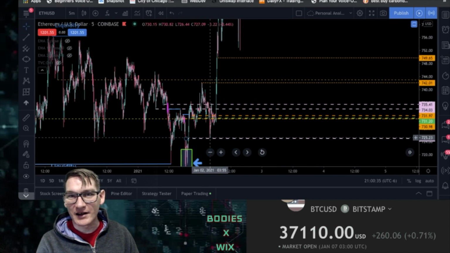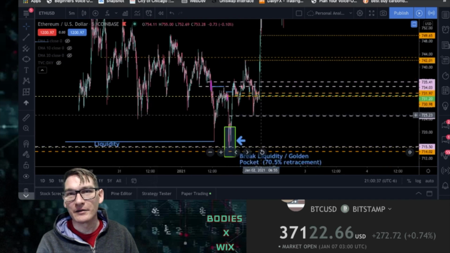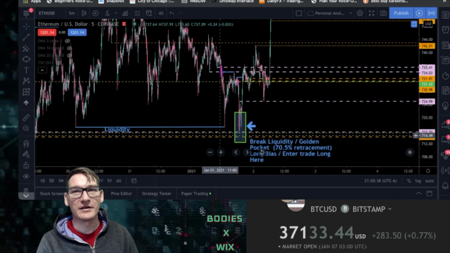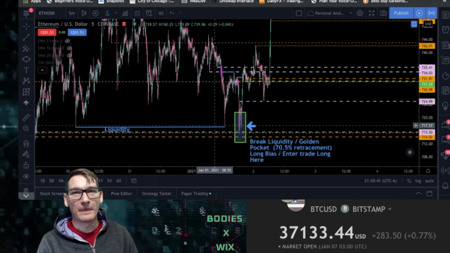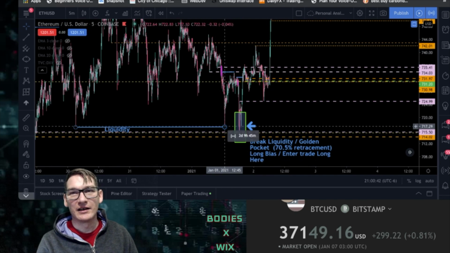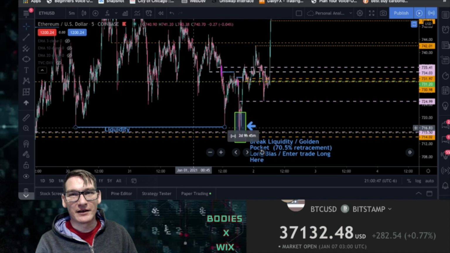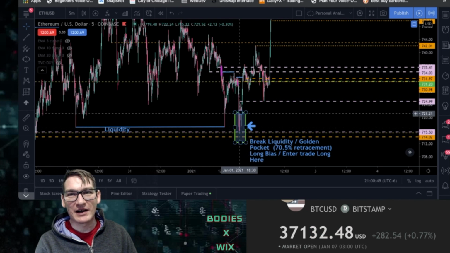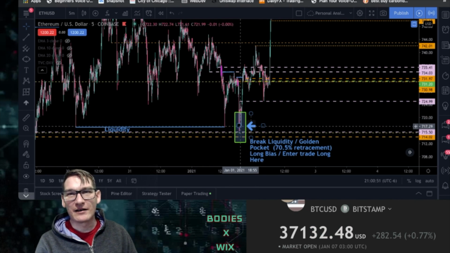I think it was this line right here. I forgot what it was. Oh yeah, it was right here, because I was talking about the liquidity. I was waiting for it to break liquidity. Right? So it pulls up, it comes back down. Everybody's buying right here, not me.